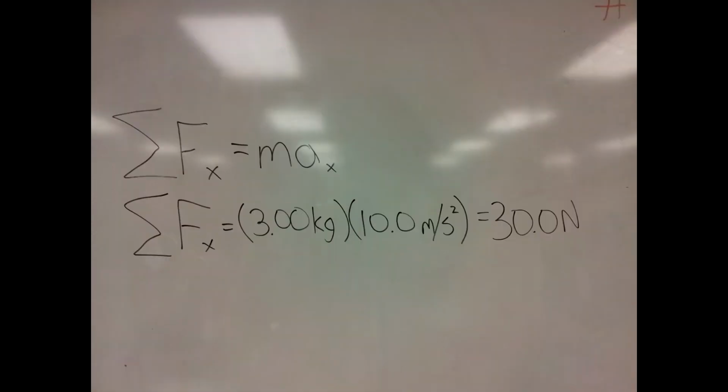We can use the acceleration we just found by plugging it into our force equals mass times acceleration formula. By doing this, we'll get the sum of all forces in the x direction to be equal to 3 kilograms times 10 meters per second squared, which comes out to be 30 newtons.